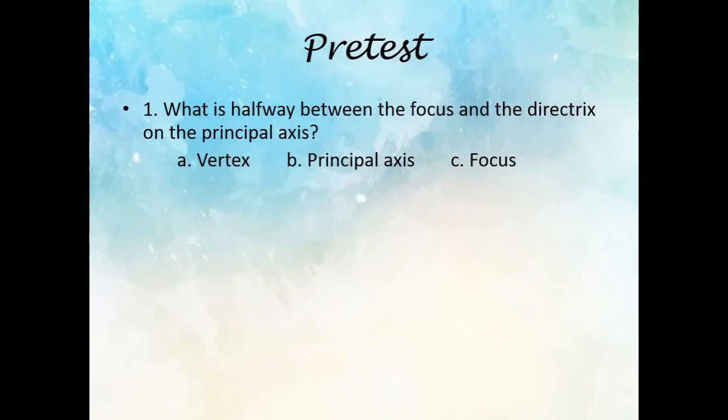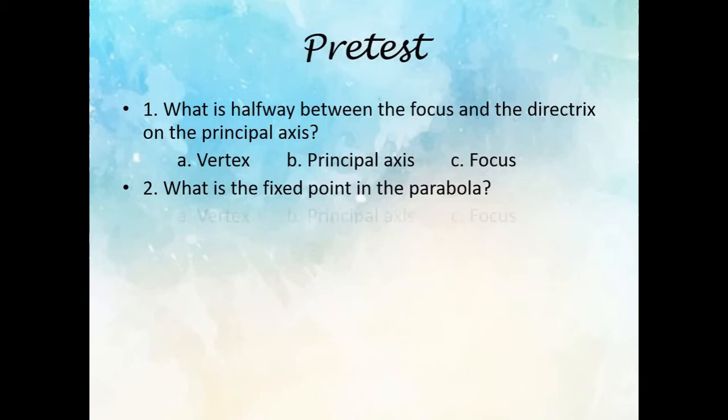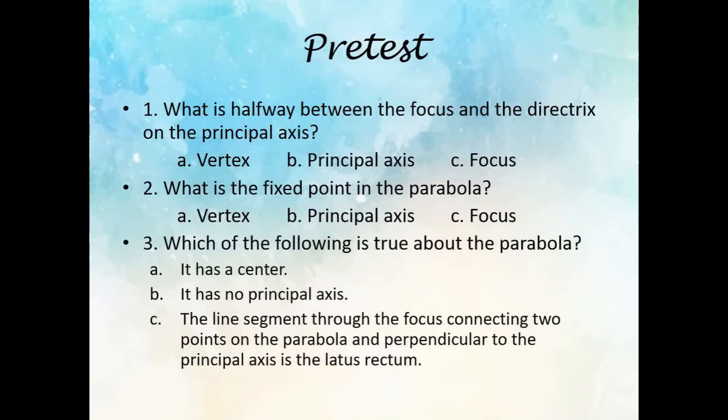Number 2. What is the fixed point in the parabola? Letter A. Vertex. B. Principal axis. Or C. Focus. Number 3. Which of the following is true about the parabola? A. It has a center. B. It has no principal axis. Letter C. The line segment through the focus connecting 2 points in the parabola and perpendicular to the principal axis is the latus rectum.